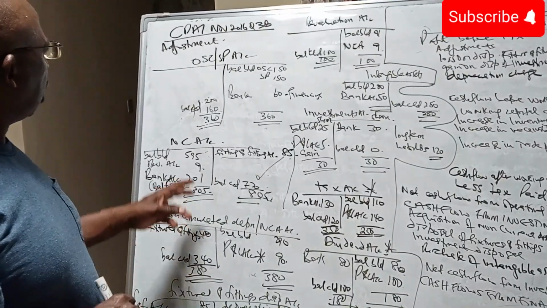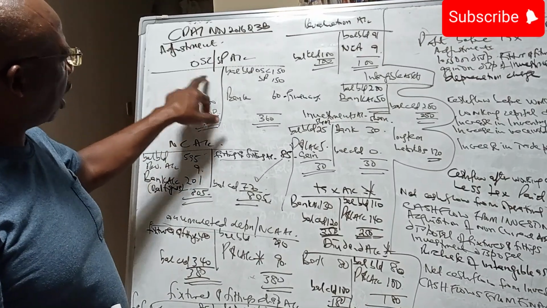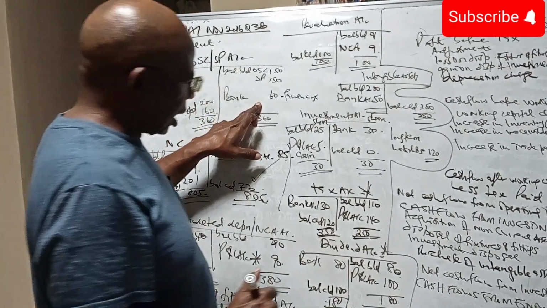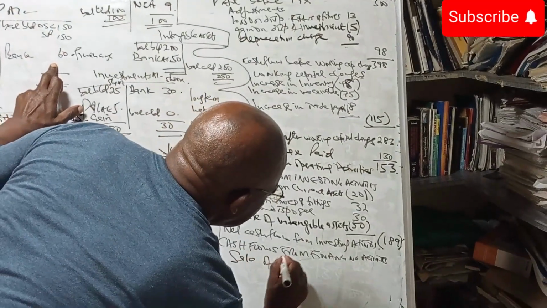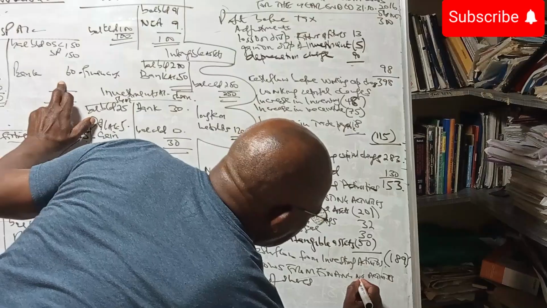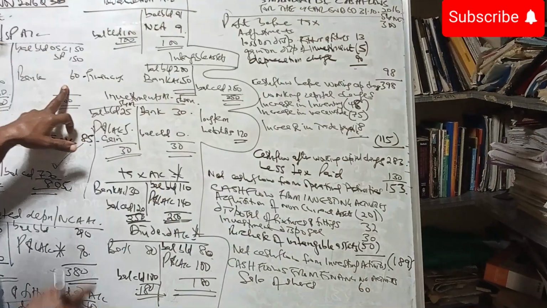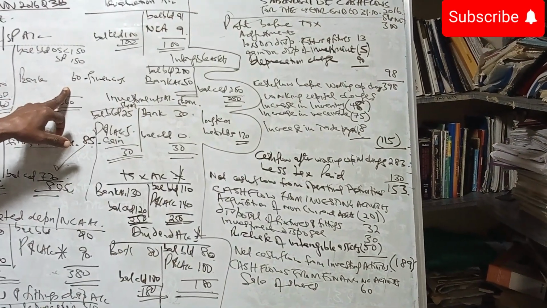So what did we do? Did we have any money? Yes, we sold shares. Our sale of shares, 60 million. Sale of shares amounting to 60 million. It's a cash inflow. We received the money.